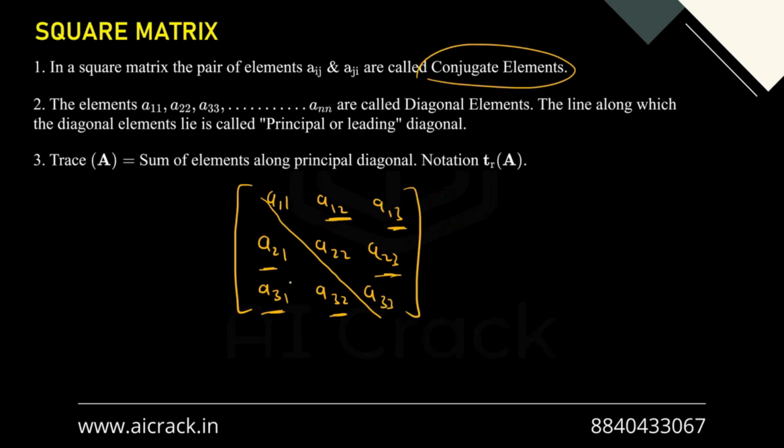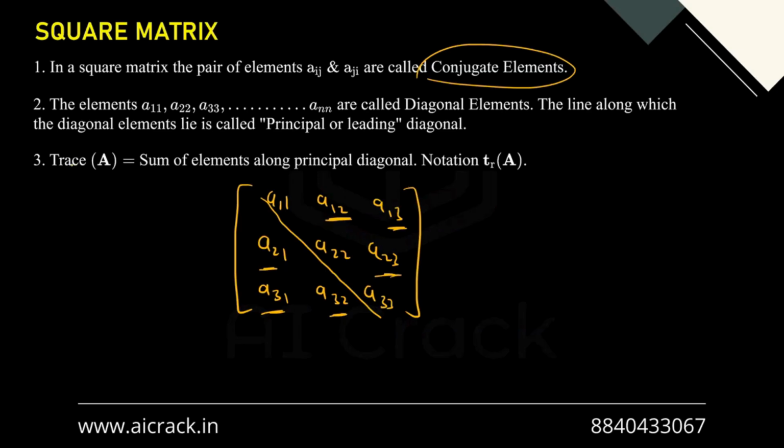Now you must be thinking that this particular line also can be called a diagonal, but in matrices we define diagonal only for these elements, basically Aii. So we have elements called Aii, and along these elements we call it the leading diagonal or principal diagonal.